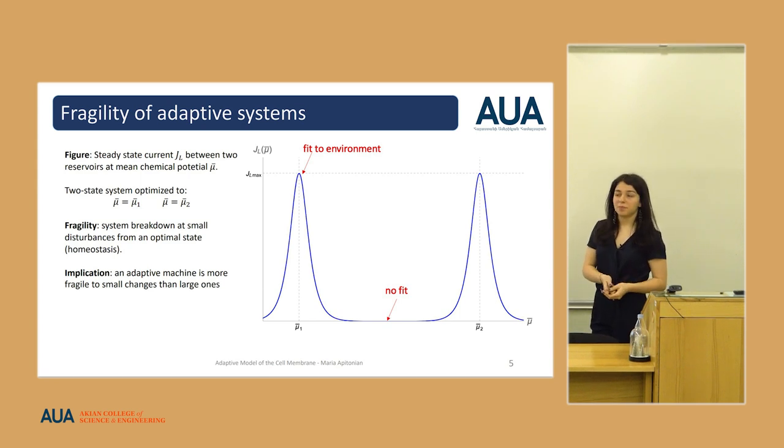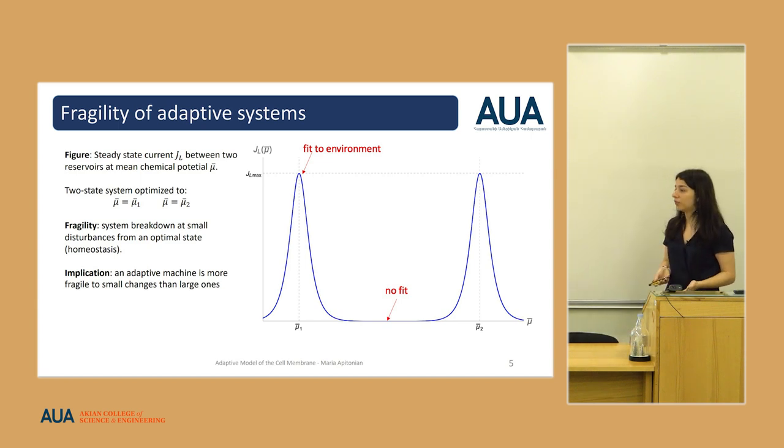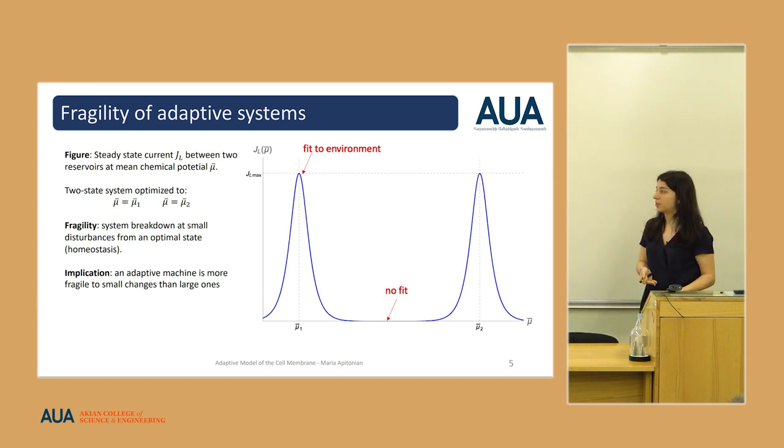Hormetic dose responses can be interpreted in such a context, such that low doses provide this disturbance and have completely different effects that break down the typical function that we would see with that specific drug. That's why we have a bidirectional relationship between dose and response, because this fragility works differently for large changes and for small changes.